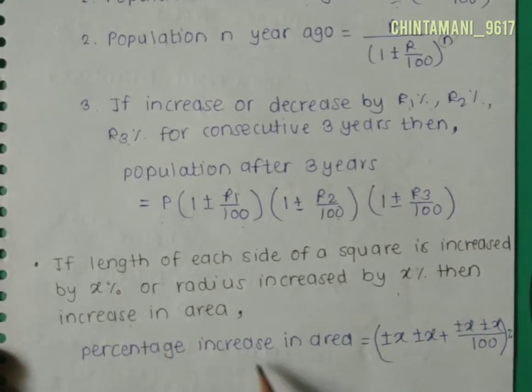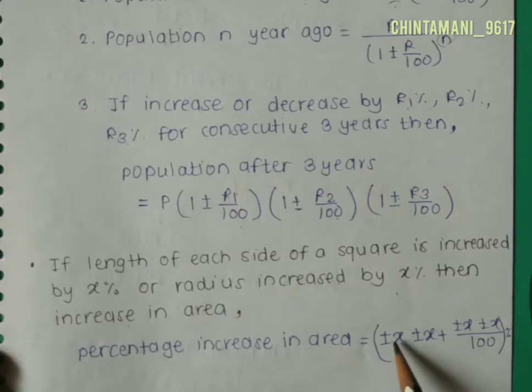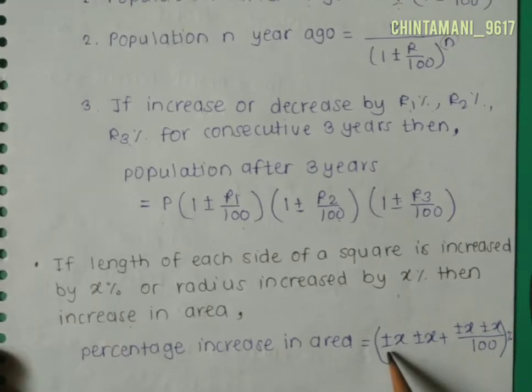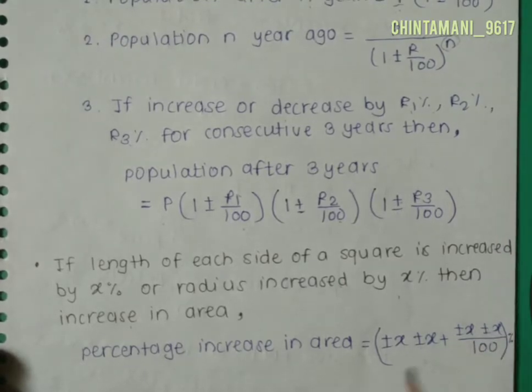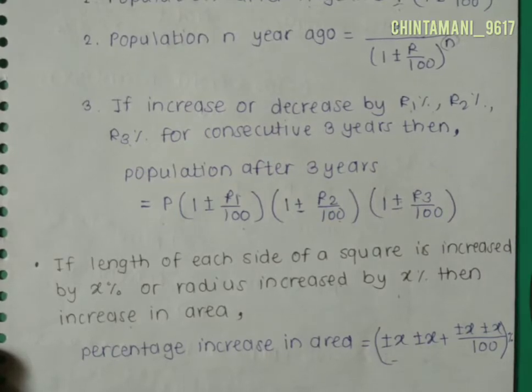The percentage increase in area is, if increase then plus, if decrease then minus, plus minus x plus minus x by 100. So why have we written this formula? Because in area, what is the area of the square? One side squared, so there we take two sides.